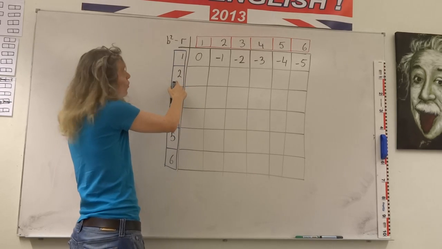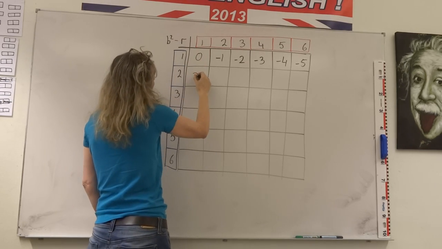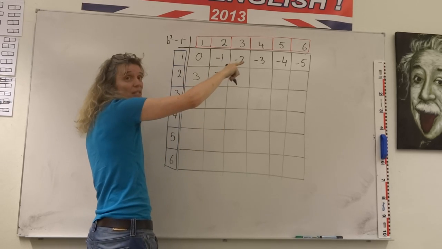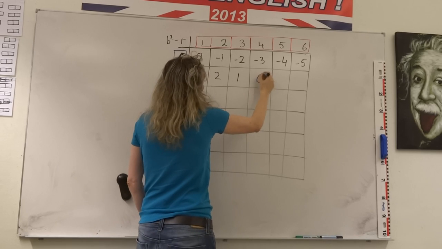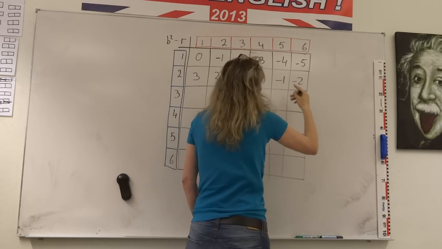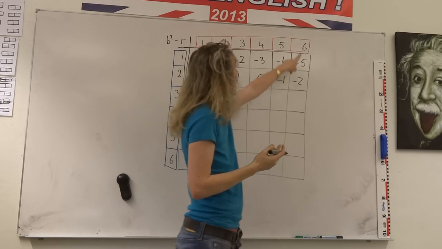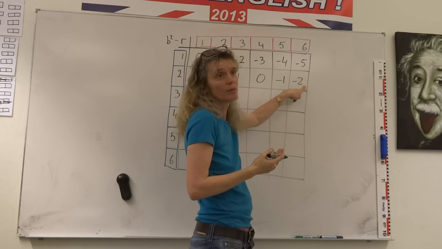2 squared would be 4. 4 minus 1 would give me 3. 4 minus 2 would give me 2. So again, I'm just decreasing by 1 each time, so let's just fill it in. Minus 1, minus 2. Check on the last one. 2 squared would be 4. 4 minus 6 would give me minus 2.